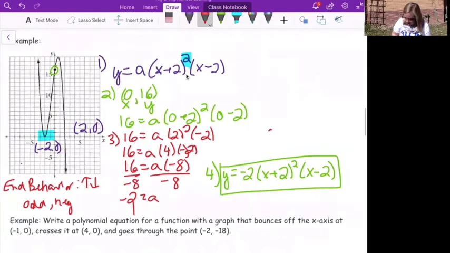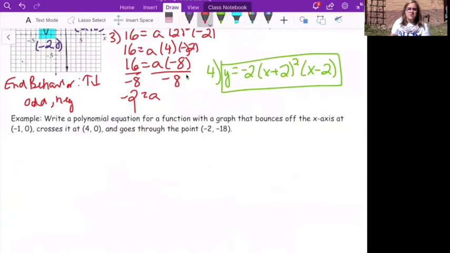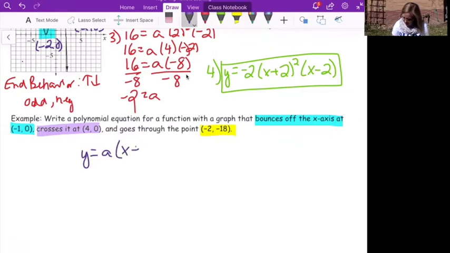Okay, so then our last example is now we don't have the graph, but we're given certain information. We're given that it bounces off the x-axis at (-1, 0), and it crosses at (4, 0), and then goes through the point (-2, -18). So let's first take our information and write our equation with a. So we would have y equals a times x plus 1, because that's our x-intercept, and then x minus 4. Now, because it bounces off the x-axis, that's going to be squared. And because it crosses at 4, that's just going to have an exponent of 1.